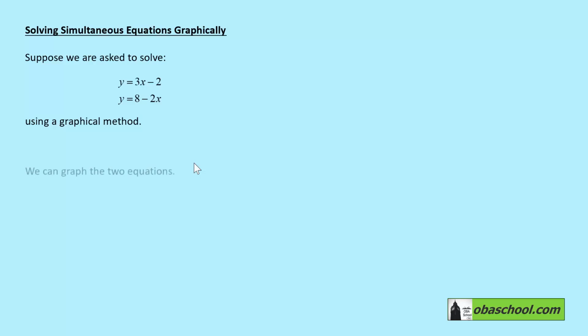Solving simultaneous equations graphically. Suppose we are asked to solve y equals 3x minus 2 and y equals 8 minus 2x simultaneously, using a graphical method. Remember, to solve simultaneously means finding a value of x and a value of y, which satisfies both equations. We can graph the two equations.